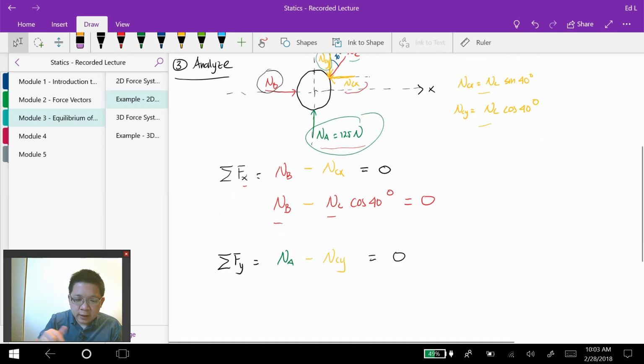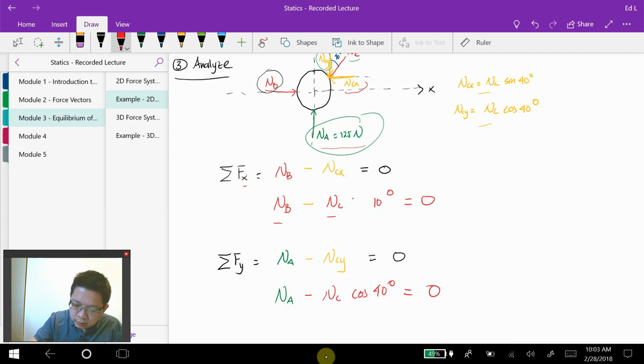Okay, so in here we can write NA minus NCY, which is NC cosine 40 degree, equal to 0. So I think I made a mistake earlier, so this should be sine 40 degree, right? NCX should be NC sine 40 degree.